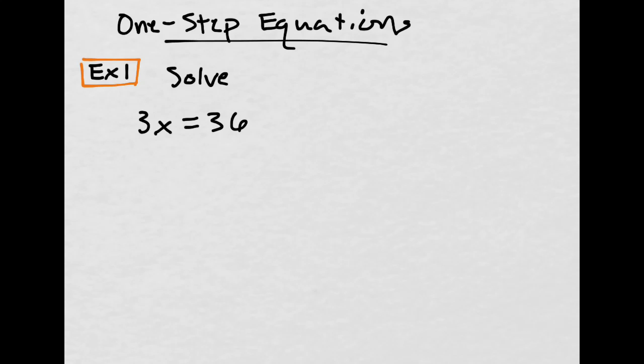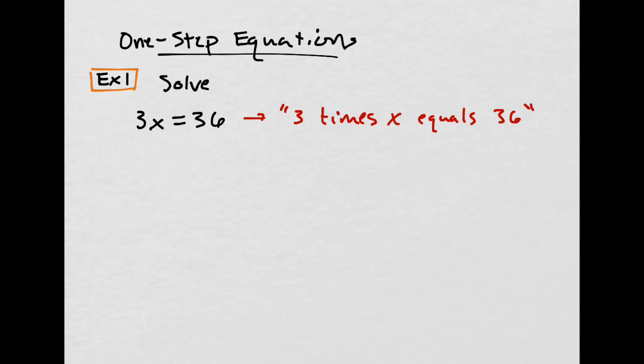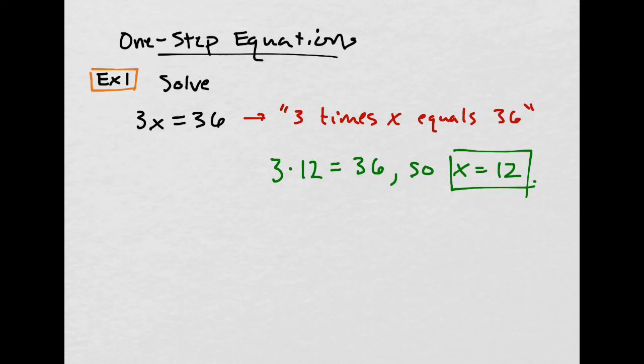So how do we solve this? Well, first of all, what do we have here? We have 3 times x equals 36. This is how you say this. But now what? Well, one way to do it is to think to yourself, 3 times what gives you 36? In this case, 3 times 12 gives you 36. So you could do that.